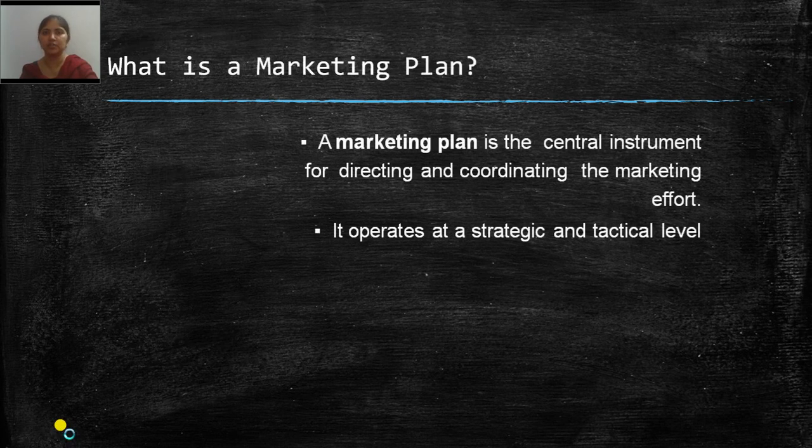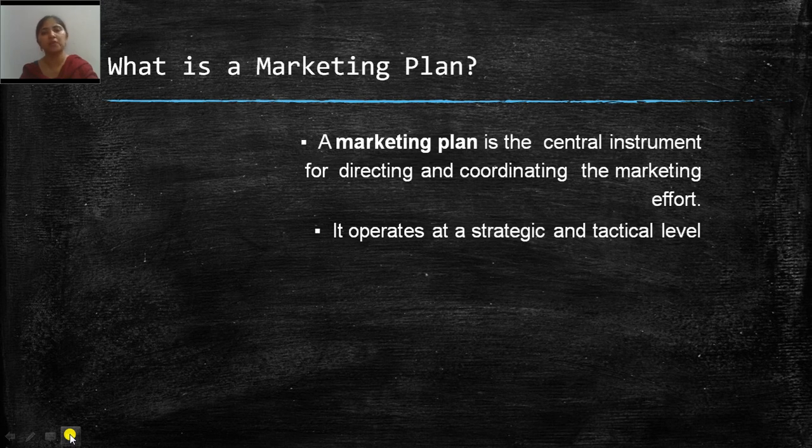Then comes the product level strategy, wherein we'll be focusing on a marketing plan. What is a marketing plan? A marketing plan is the central instrument for directing and coordinating the marketing effort. It operates at a strategic and tactical level.